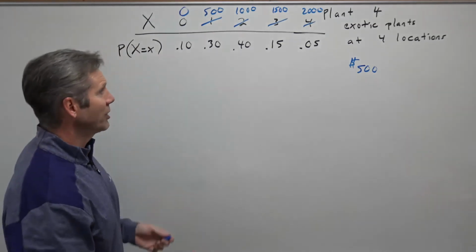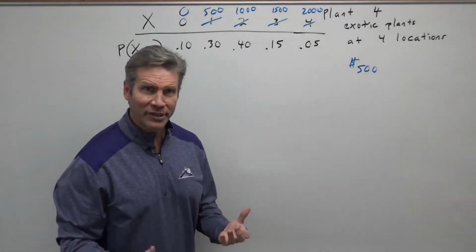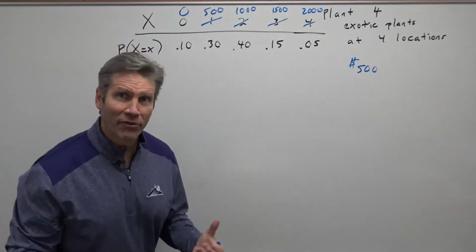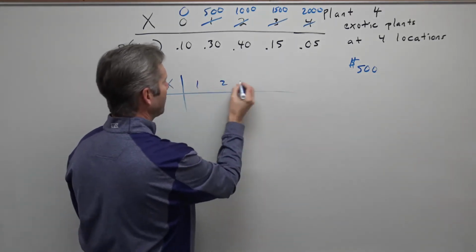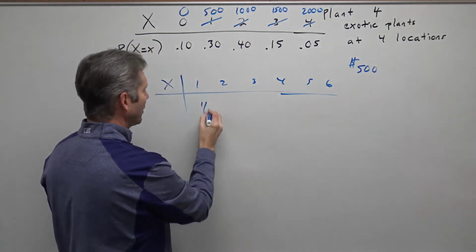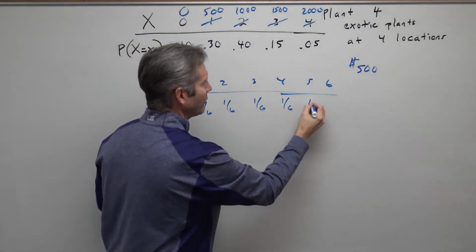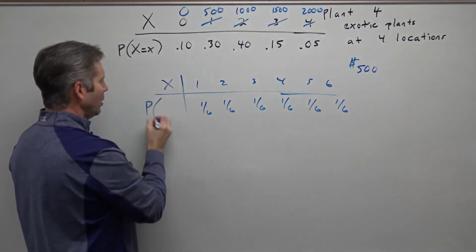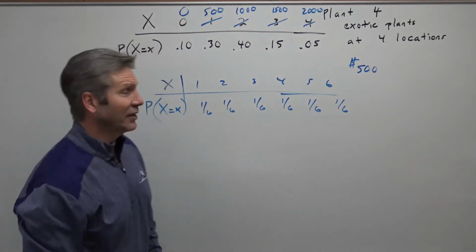A lot of the problems you're going to see on my assignment and perhaps on an AP exam is that you're going to be given a game that involves rolling a die. Let's suppose we know that the outcomes on a die could be 1, 2, 3, 4, 5, 6, and the probabilities for each would be 1/6. And so this would be the probability distribution for the number rolled on a particular die.